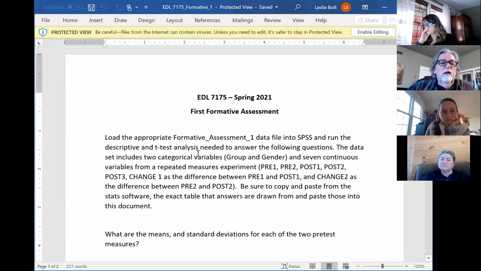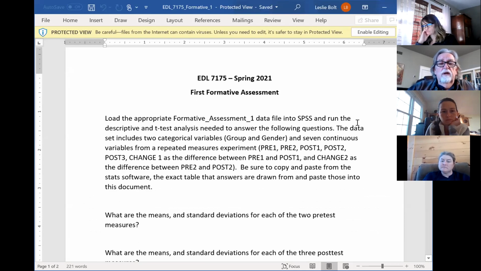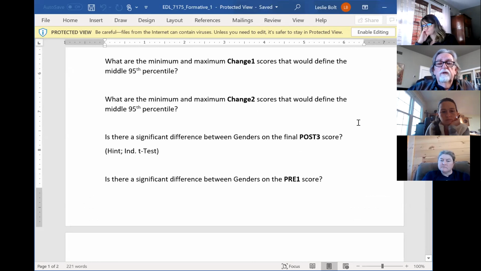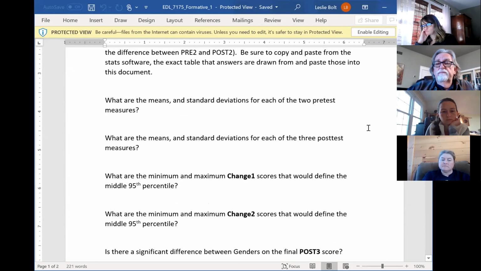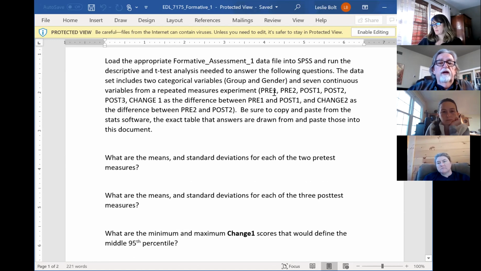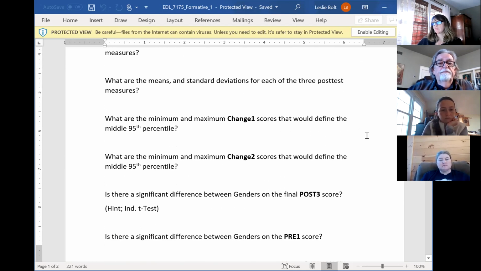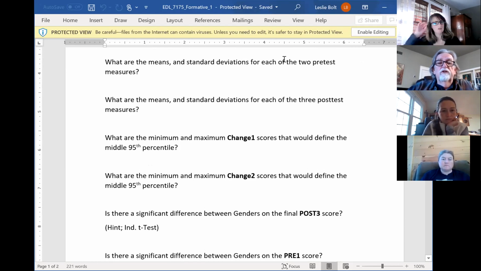So you'll see to load the file and answer some very simple questions. Just more of a repetition thing just to get you to think of things correctly. And you've got some pre-test and post-test and change scores, from one test to another. And then you've got a couple of categorical variables, group number and gender. And what are the means and standard deviations for each of the two pre-test measures? What are the means and standard deviations for each of the three post-test measures?